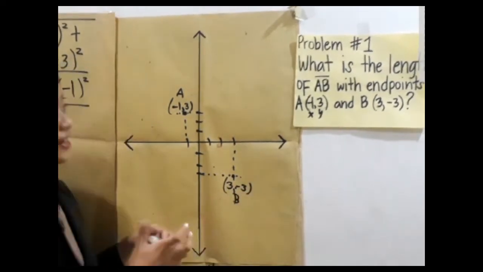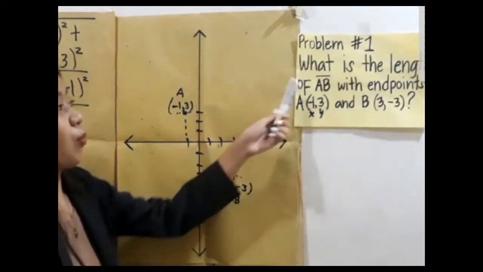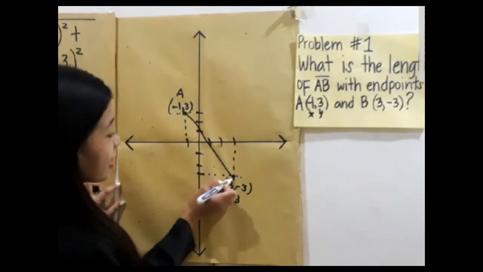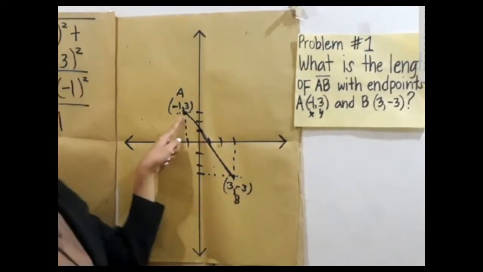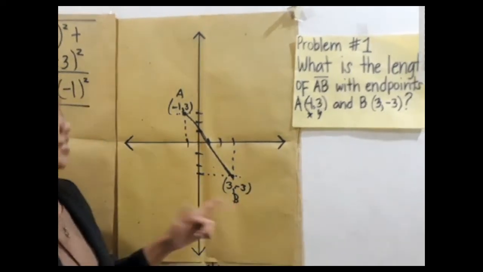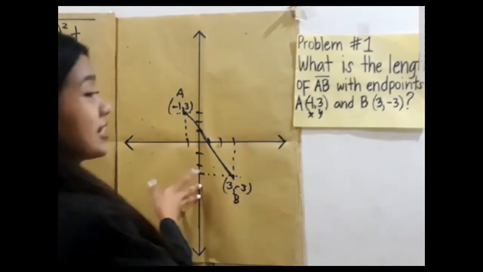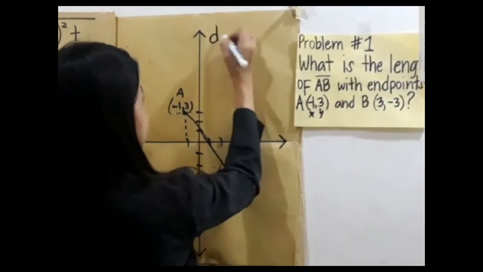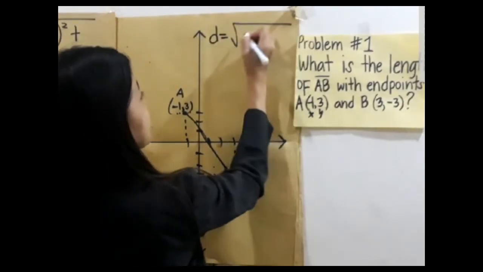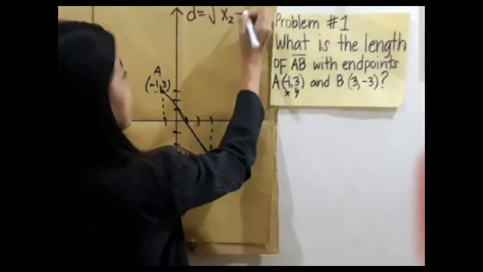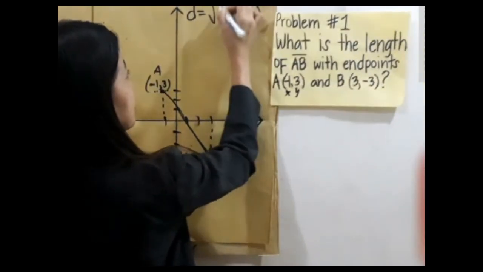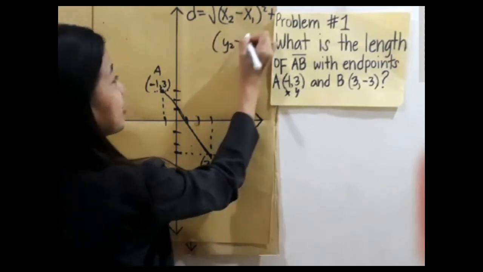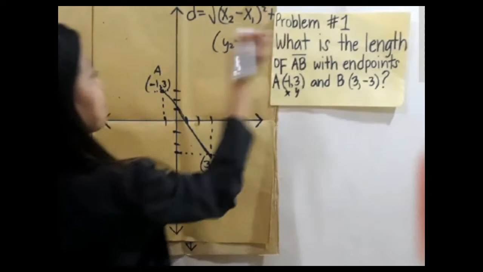Point B. And the problem is, what is the length? So we have to find the length or the distance between point A and point B. So again, we have to plug it into our distance formula. Our distance formula is D is equal to the square root of the quantity of x sub 2 minus x sub 1 squared plus the quantity of y sub 2 minus y sub 1 squared.